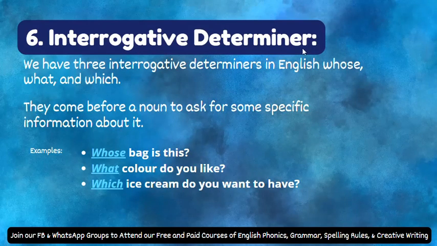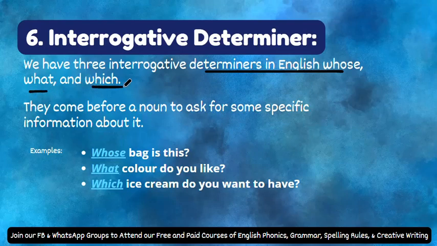Next type is interrogative determiners. We have 3 interrogative determiners in English: whose, what, and which. They come before a noun to ask for some specific information about it. Now, why are interrogative determiners determiners? Because determiners give us information about nouns, and interrogative determiners ask for some information about nouns. The information is missing, or the person who is asking doesn't know that piece of information. So we use an interrogative determiner to ask for the information.